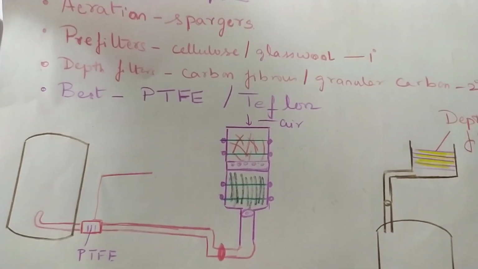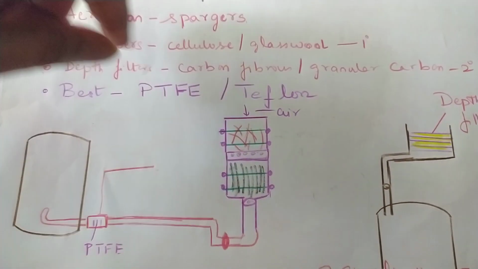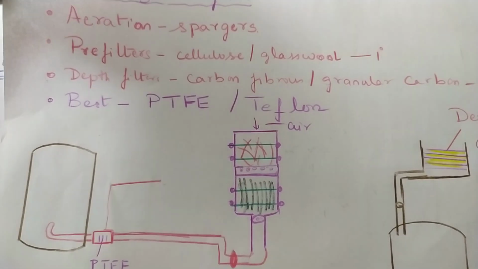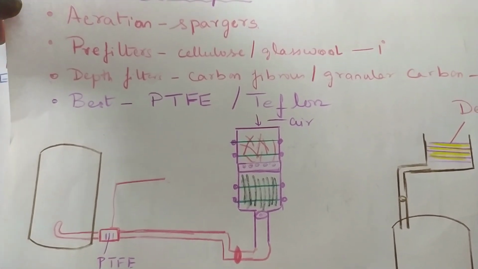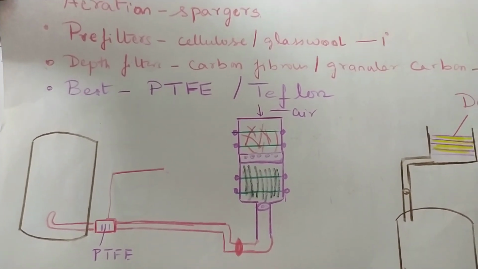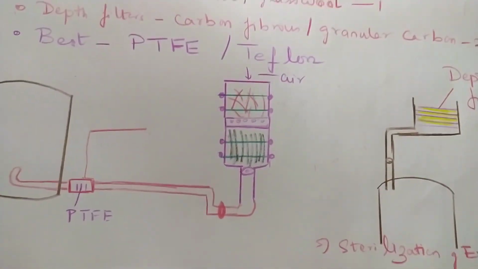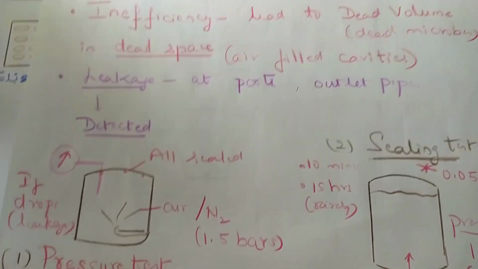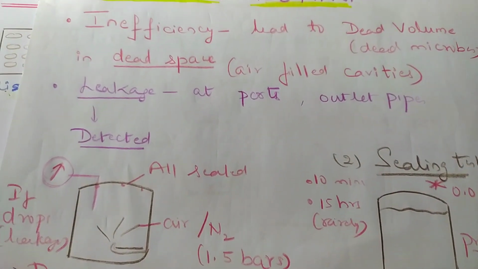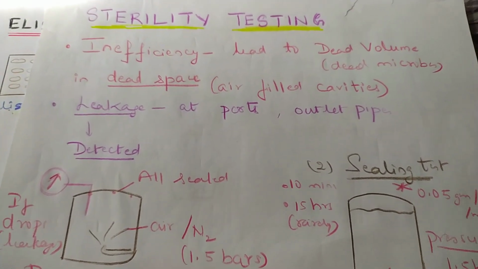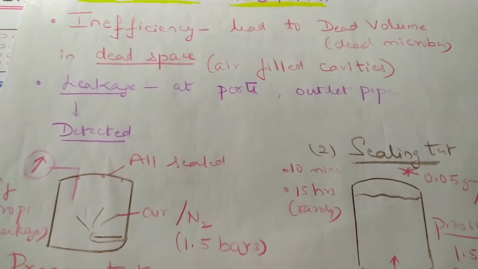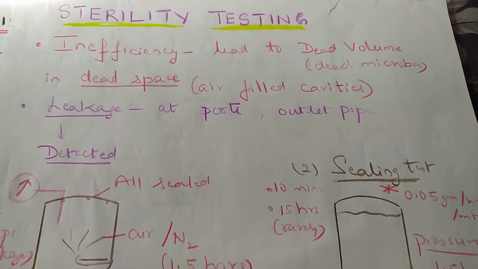Teflon, what do you know about Teflon? Teflon is a material used in many places which will not allow water droplets to stay. All the oil droplets, viruses, everything will be filtered in the PTFE filters. Then lastly, sterility testing. These are all concepts you have to understand. If a question is asked for 15 marks, please be prepared to write about it.